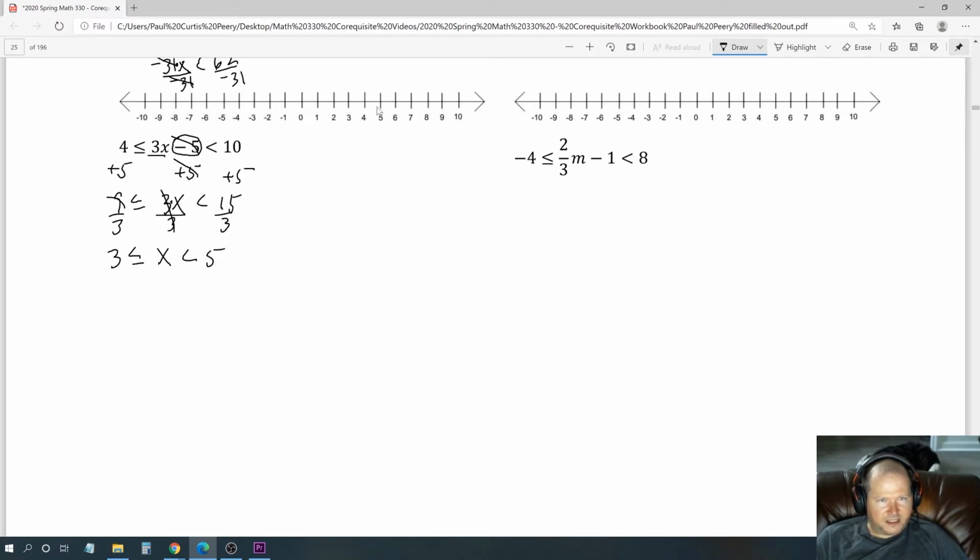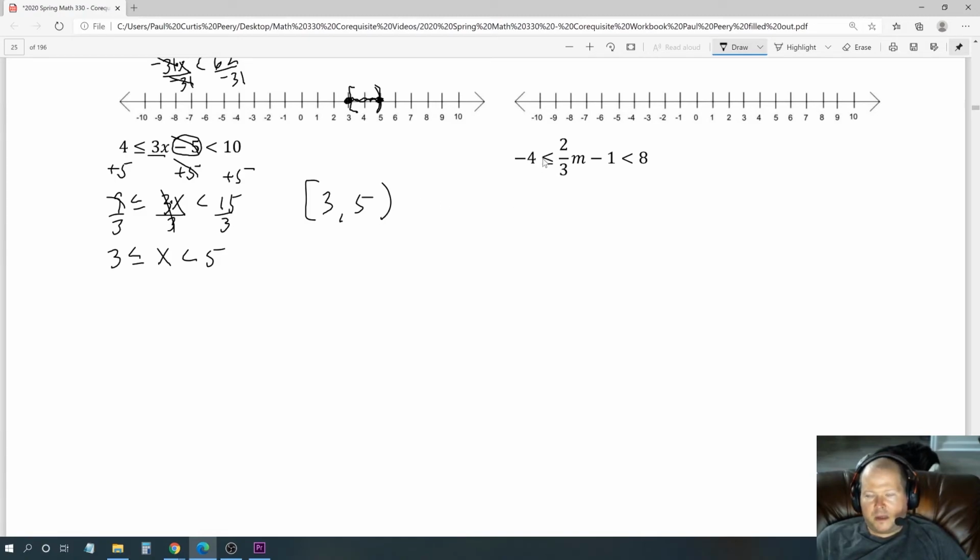So we are going to plot the 3, and we are going to plot the 5, and the x is in between. Then we're going to shade the in between like that. Okay, so we put a bracket next to the 3. We put a parenthesis next to the 5, and there you go. Bracket 3 to 5 parenthesis.